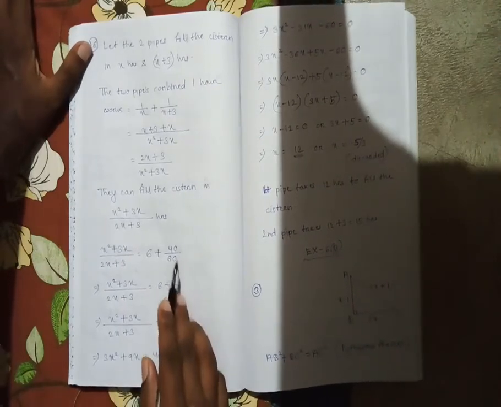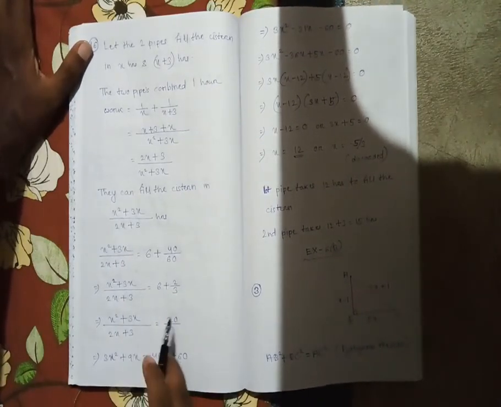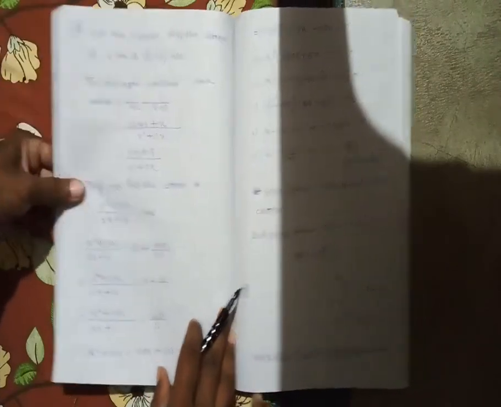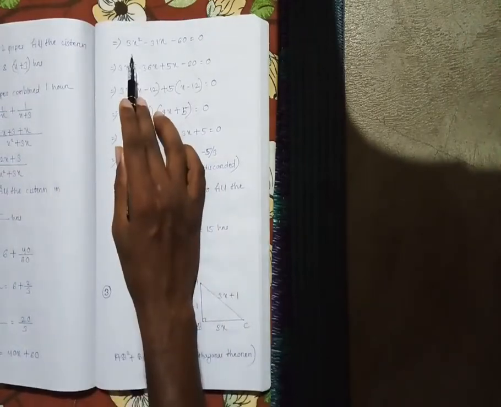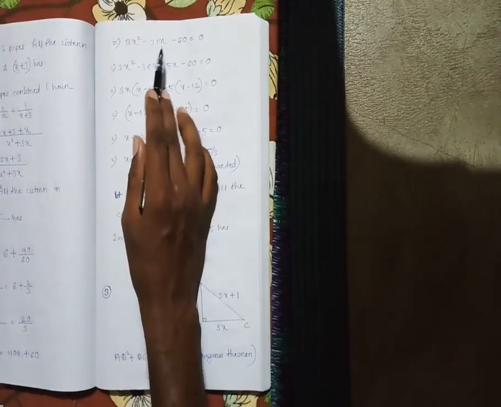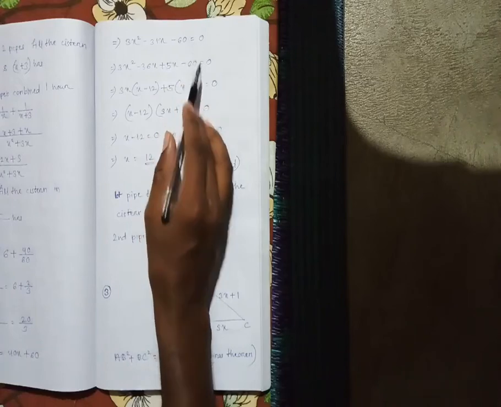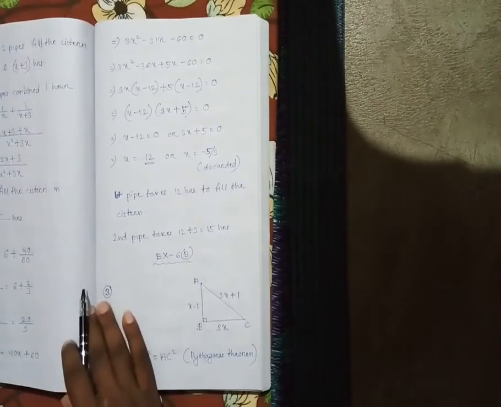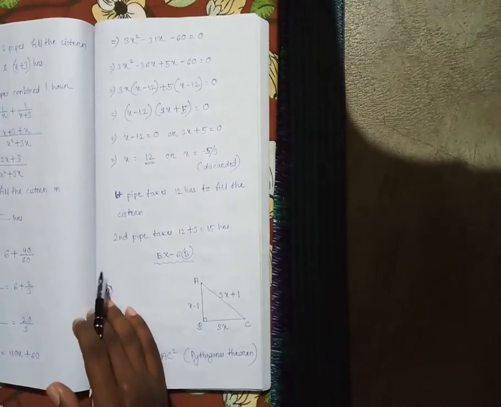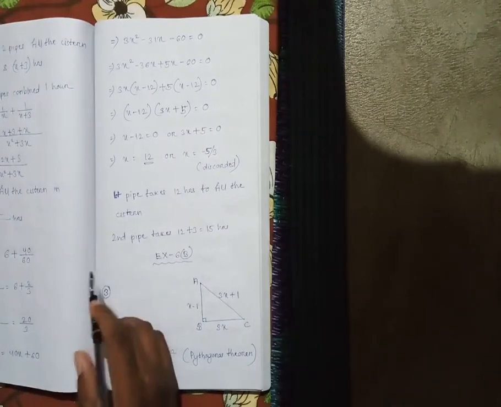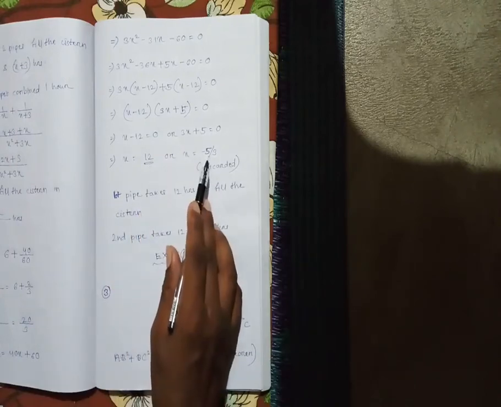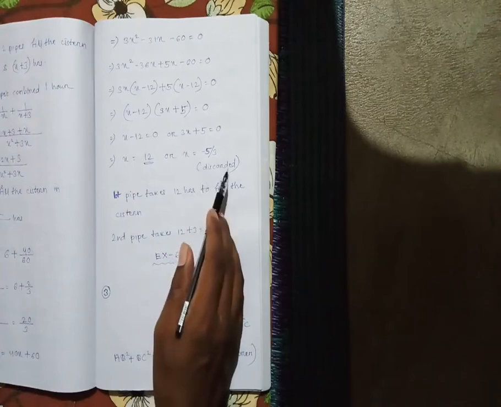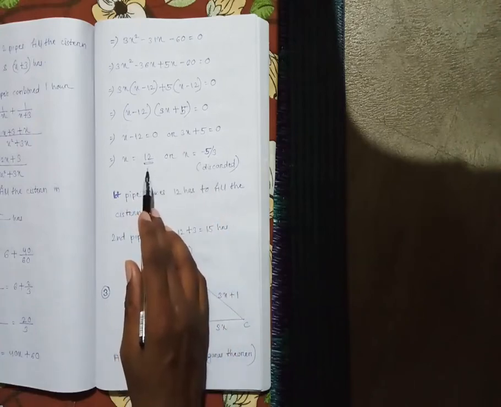Then on simplifying, converting to hours and simplifying, I get a quadratic equation which is 3x square minus 31x minus 60 is equal to 0. This is the quadratic equation to be solved. Then on solving using factorization method, or you can use formula as you wish, we get x is equal to 12 or x is equal to minus 5 by 3, but it is negative, so it is discarded. So x is equal to 12.